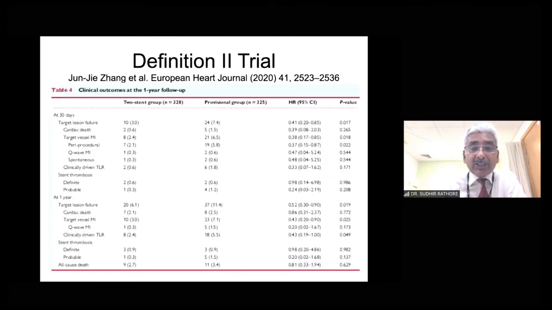Similarly, if you see in the Definition 2 trial, the difference between the provisional group and the 2-stent group is mainly, if you see here, target lesion failure 11.4% versus 6.1%. So this 11.4% can be brought down by about, say, 50% with a drug-coated balloon, hypothetically, and then the target lesion failure between the 2-stent group and the 1-stent group with a drug-coated balloon at the side branch will be more or less similar, and the benefit will be low late stent thrombosis and low incidence of other major adverse cardiac events.